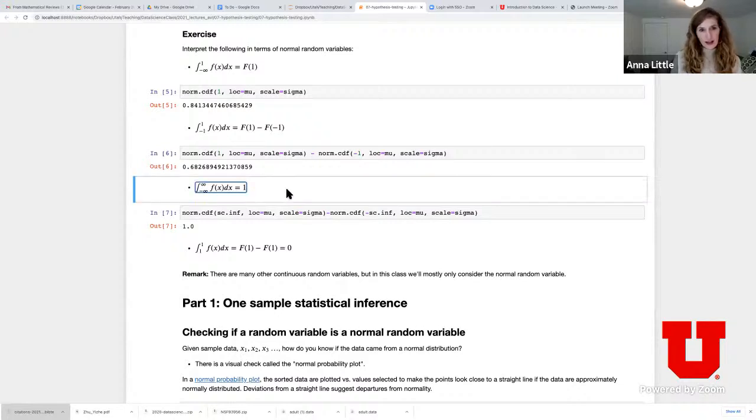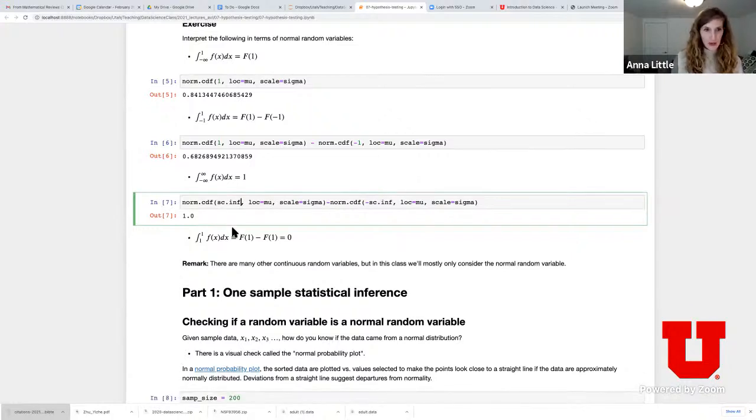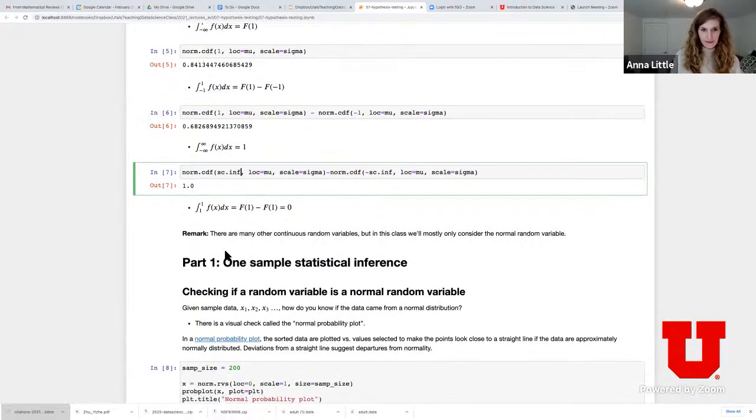Okay, and then this one, I guess, is easy, right? If you integrate from minus infinity to infinity, you're just saying, well, what's the probability that the normal takes on any value, which has to be 1. And you can also call the CDF function with an argument of infinity, this is from the SciPy package, and minus infinity to evaluate that explicitly.